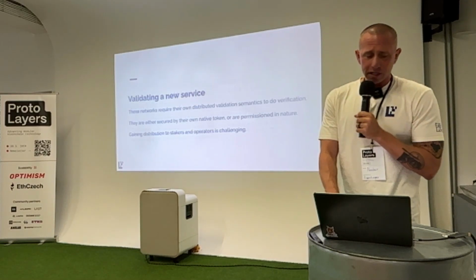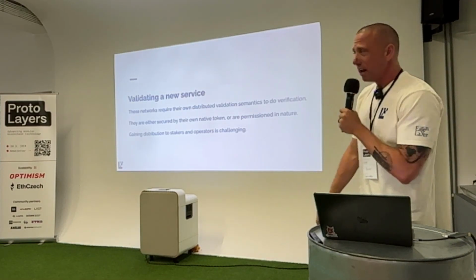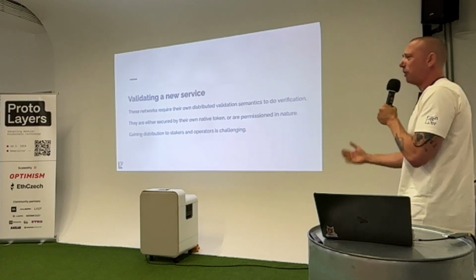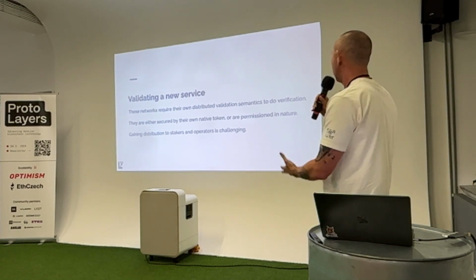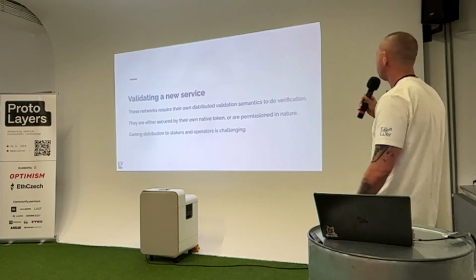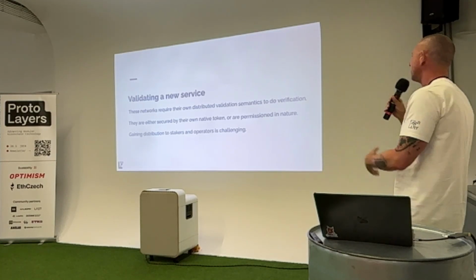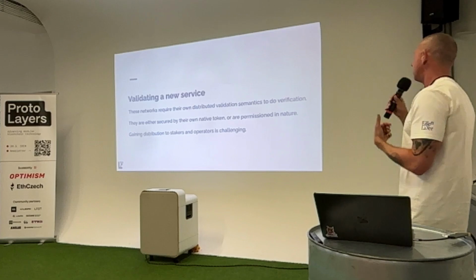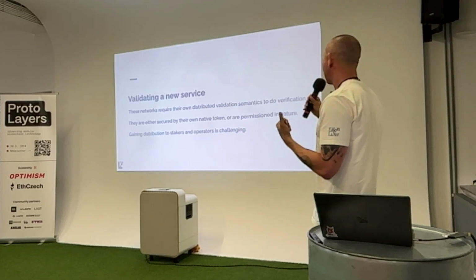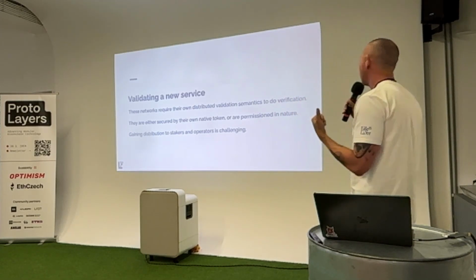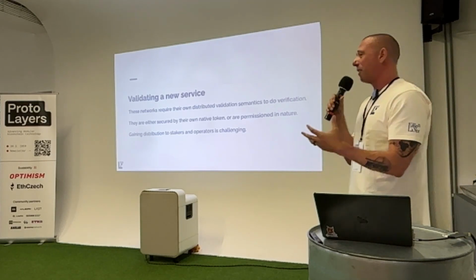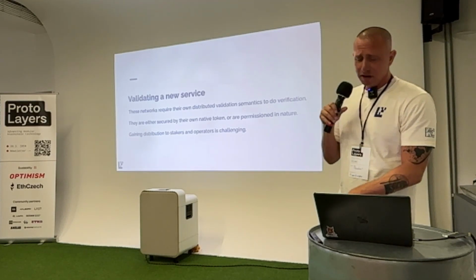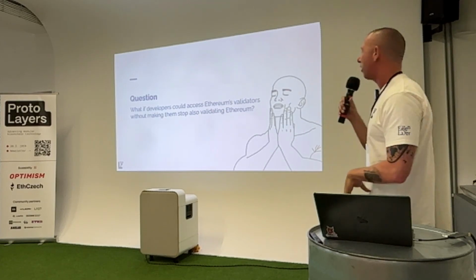So what is a solution to that? There are obviously multiple ways that you can approach this. I'm just going to talk about the approach that EigenLayer has brought to the table. So when you need a new service, the network needs its own distributed validation semantics to do verification. It typically needs its own token. And you need stakers and operators to opt into that network to participate in the network. So you need all these things, and you need to bring them together.